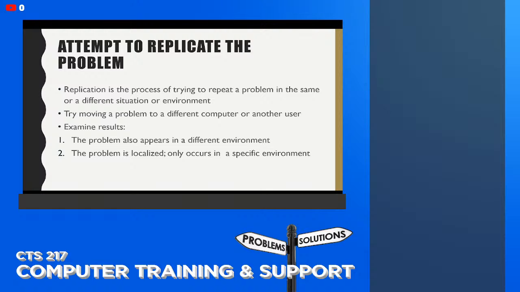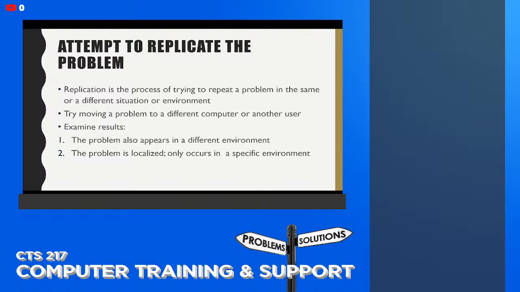When we think about replication in that sort of way, we're trying to repeat a problem in the same environment or in a different situation or environment. Right? We want to kind of test it in both. Because if we're in the same environment and we test it and we can replicate the problem, then we know that that is a problem at least on that system. But if we're able to get on a different environment and replicate the problem there, that means the problem is even larger.